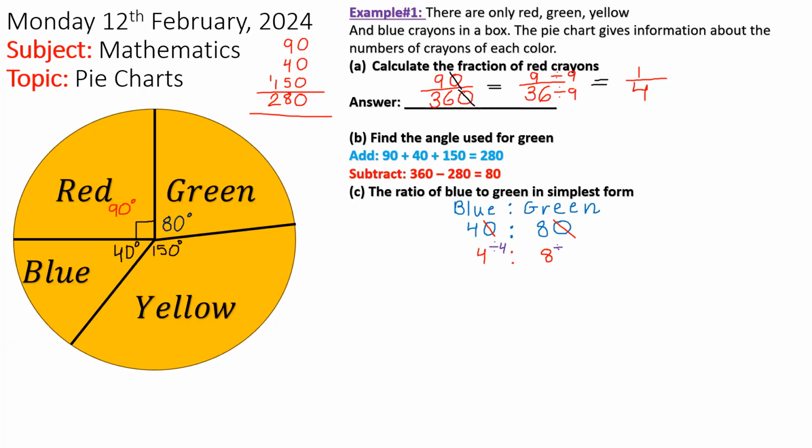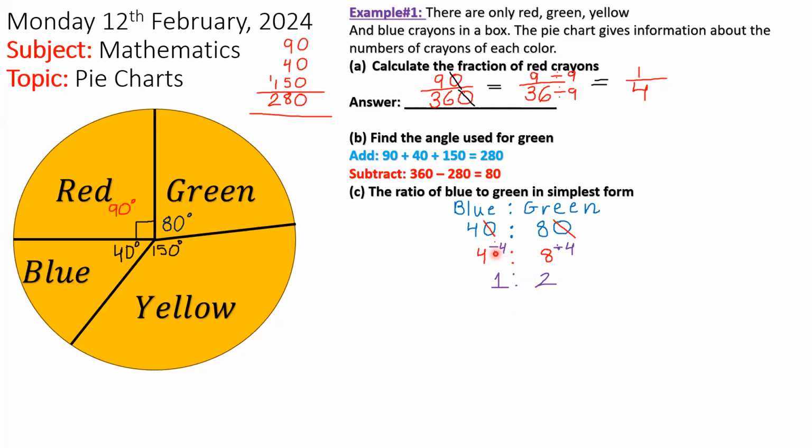So this is going to be 4 divided by 4 is 1. Very good. And 8 divided by 4 is 2. So the ratio is 1 to what? 1 to 2. All right, 1 to 2.